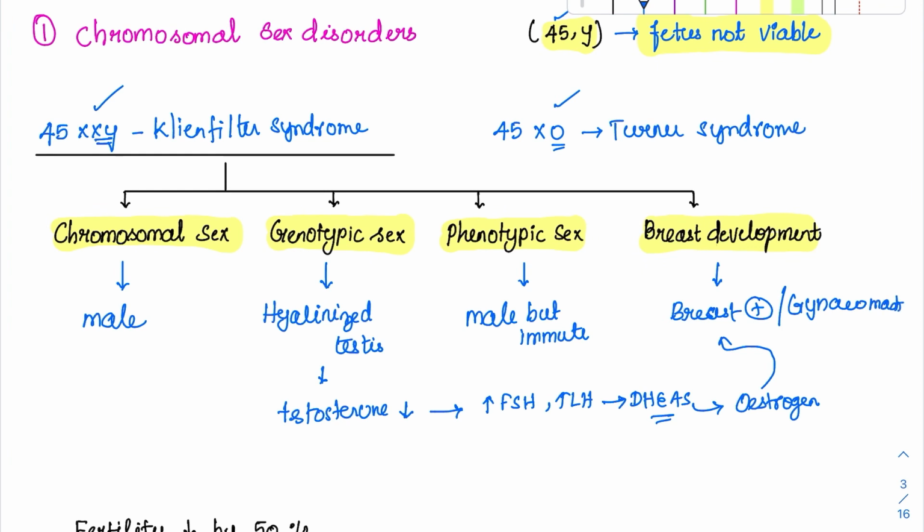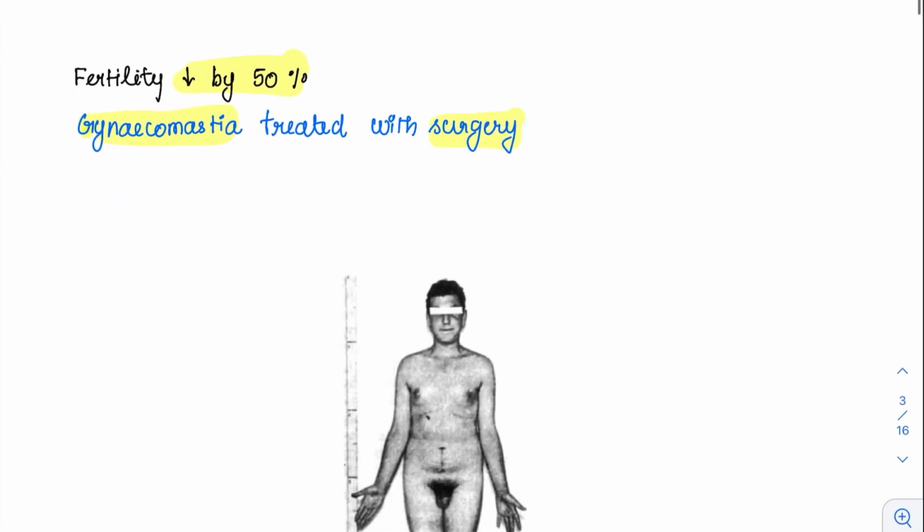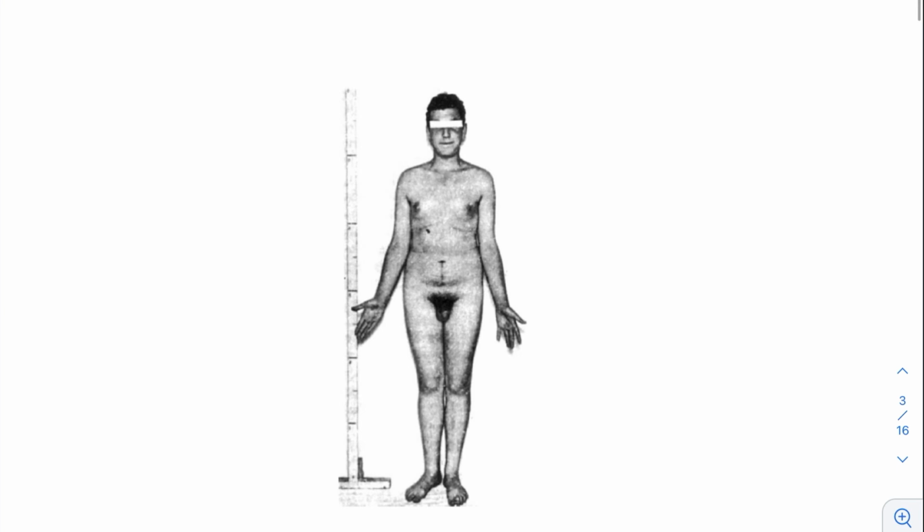Gynecomastia. So, these are the features seen in a case of Klinefelter syndrome. And obviously, since there is a hyalinized testis, the fertility is also reduced. And for gynecomastia, usually the treatment option is surgery. So this is a classical example of a person who has Klinefelter syndrome. As you can see here, there is presence of gynecomastia and feminine-like features. So this is a classical example of 45XXY, which is Klinefelter syndrome.